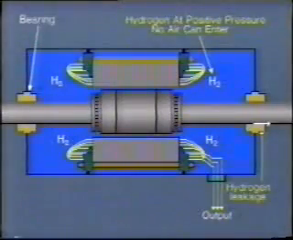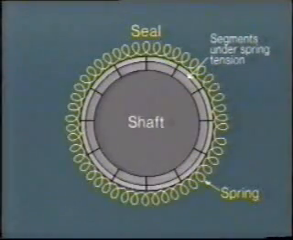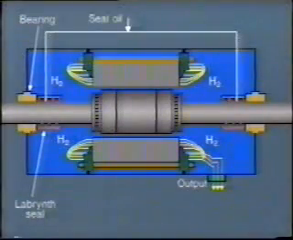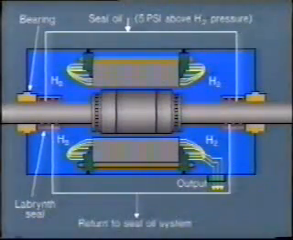In order to prevent hydrogen leakage around the shaft, hydrogen seals are fitted beside the bearings at each end of the generator. A common type of hydrogen seal consists of spring-loaded labyrinth segments which lightly hug the shaft under spring tension. The segments are lubricated by seal oil, which is maintained at a pressure of about 5 psi above the pressure of hydrogen inside the generator. Consequently, it is impossible for hydrogen to leak out past the seal. Seal oil leak-off is then drained back to the seal oil pumping system.